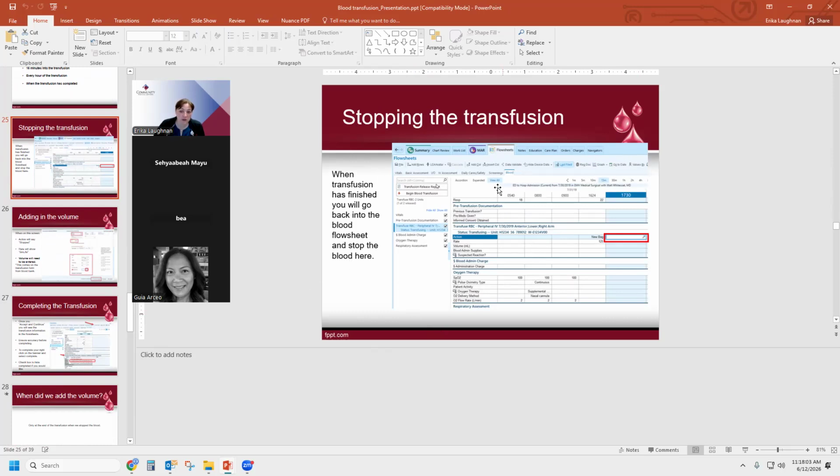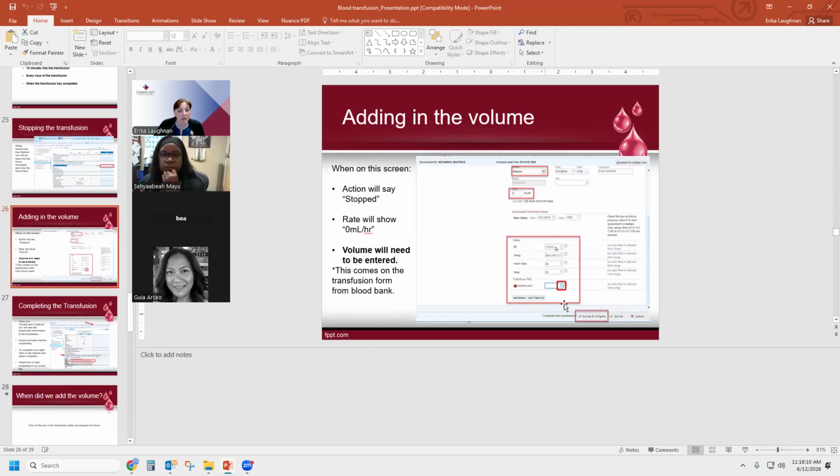So it talks about going to the flow sheet row, making sure you click on the new box, and then you'll hit stopped there. And once you hit stop there, it'll default the rate as 0, and then you're going to add the volume in. So at no point did I say volume before I hit this slide. We want to remind them you do not touch volume until you're at this slide.